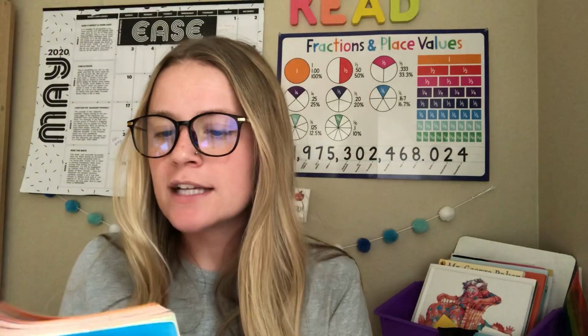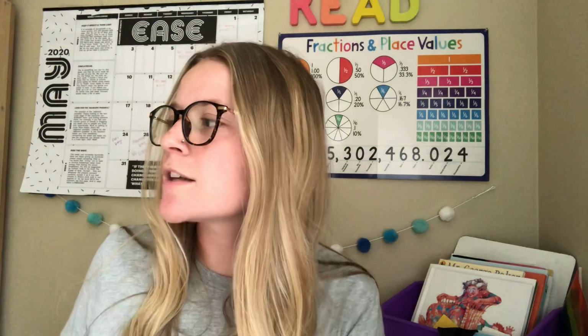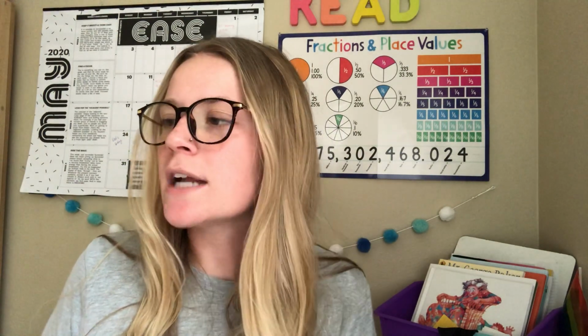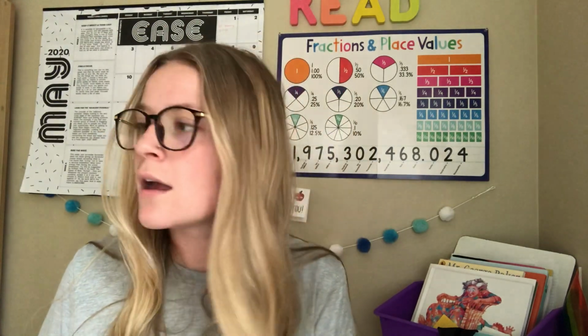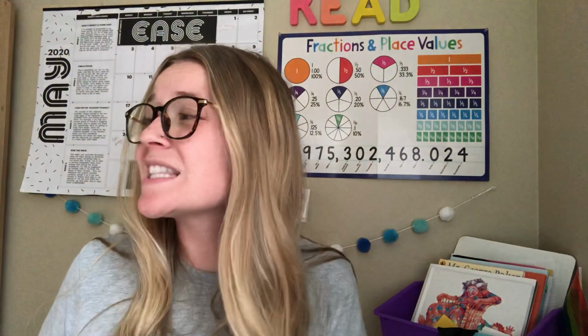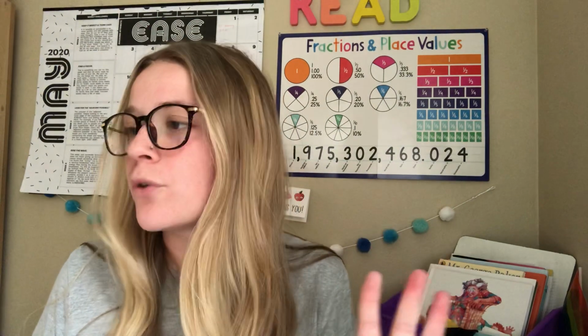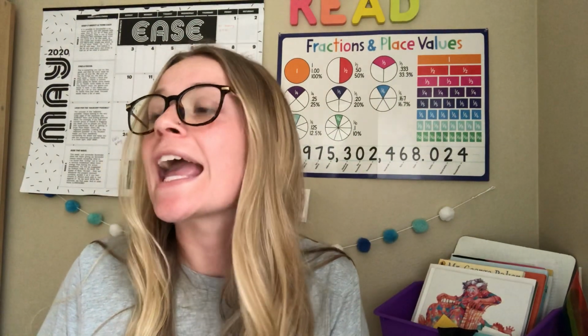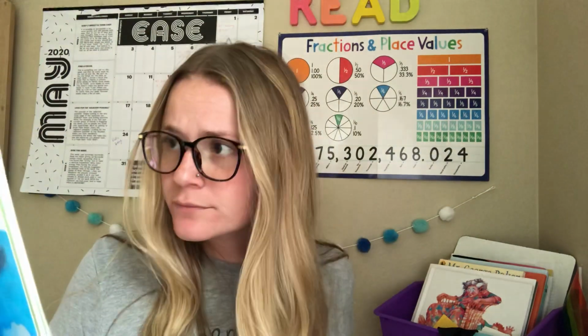Okay, last page. Lee says a shape cannot have 4 sides of equal length and 2 pairs of parallel sides. Is Lee correct? Explain and draw an example to show your thinking. Okay, so Lee says a shape cannot have 4 sides of equal length and 2 parallel sides. So let's think if we can come up with a shape that has 4 sides of equal length.